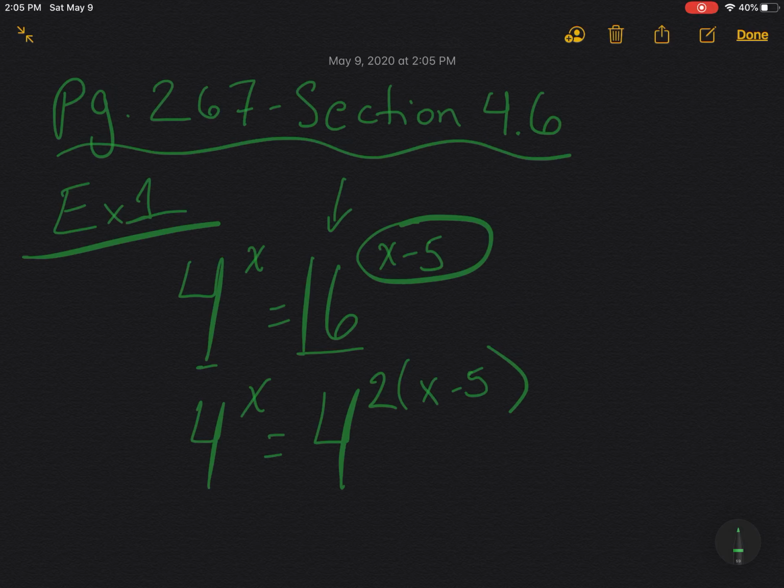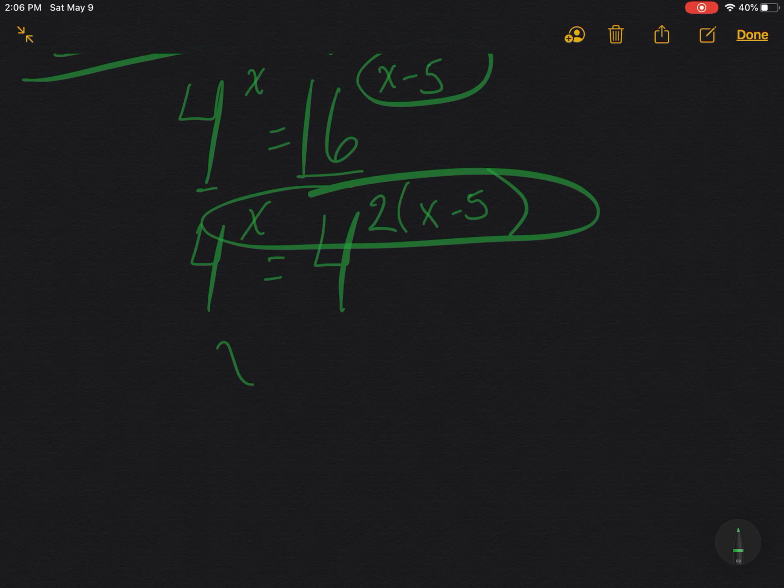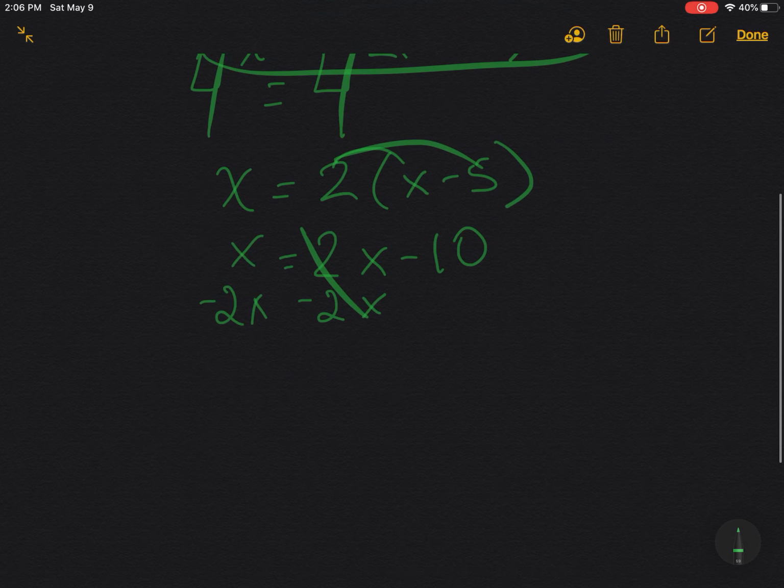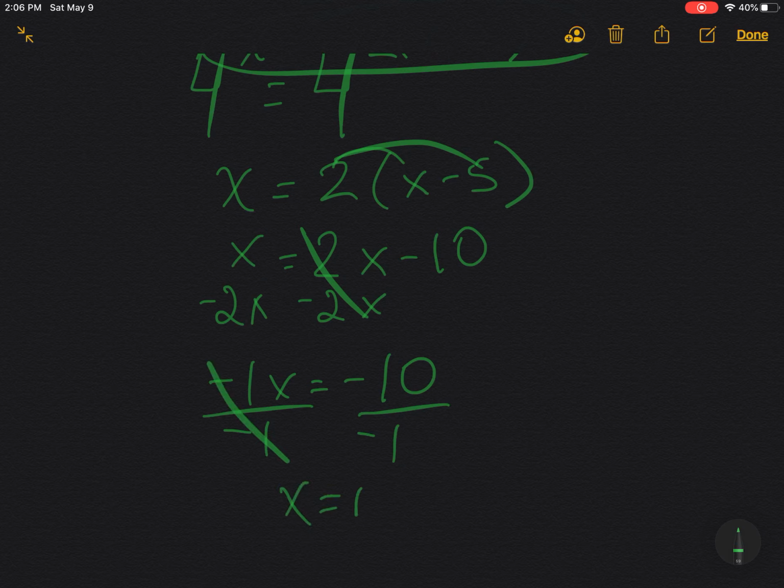Now, once you have the bases the same, the rest is super easy. It's basically just Algebra 1. You're going to take the exponents using the property of equality and set them equal, and just solve. So I can distribute here. That would be 2x minus 10, right? I could subtract 2x from both sides because I want to combine my like terms, and that would be negative 1x equals negative 10. Divide by negative 1 on both sides, and x equals positive 10. Yay, and that is it.